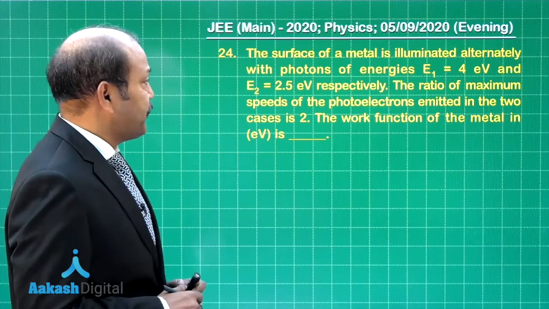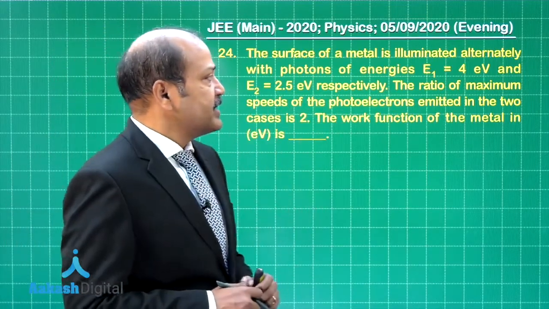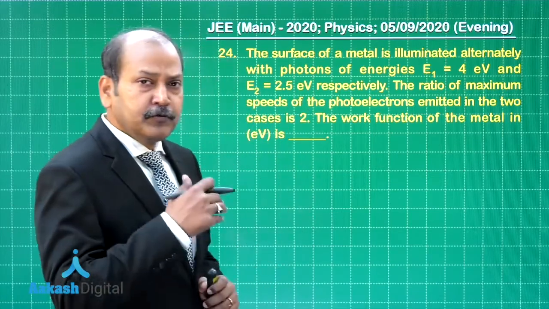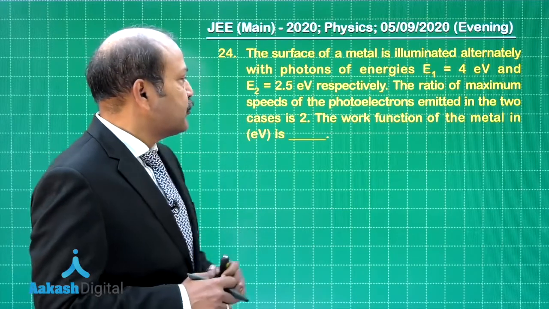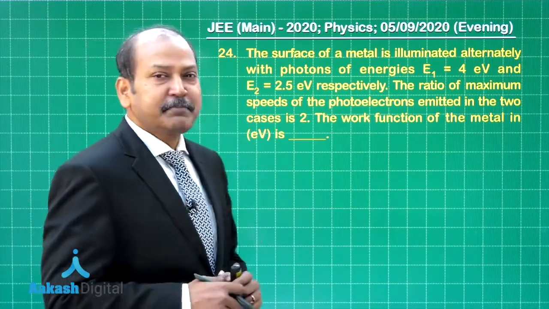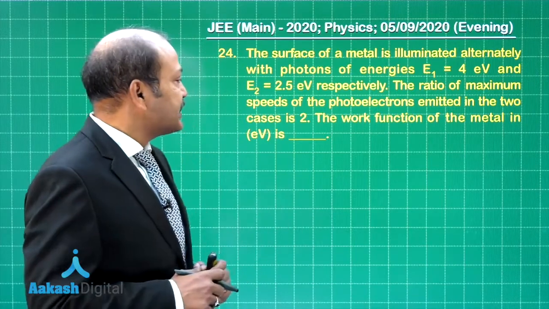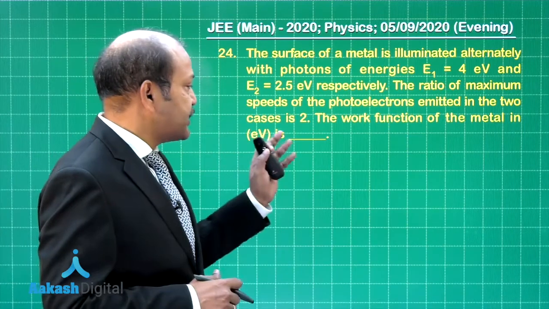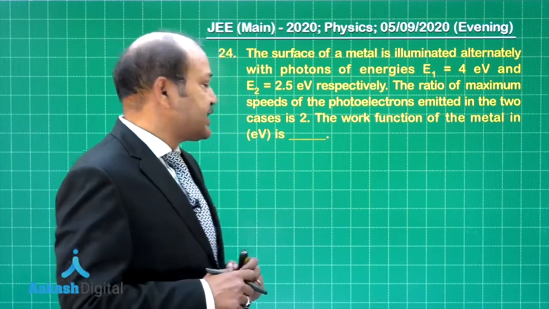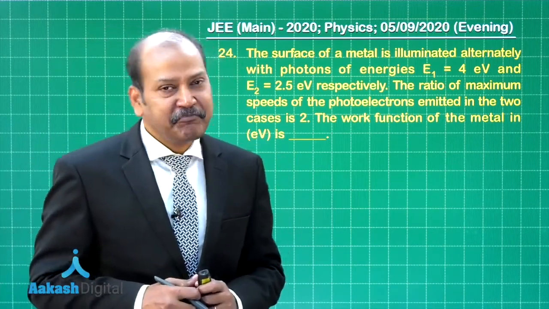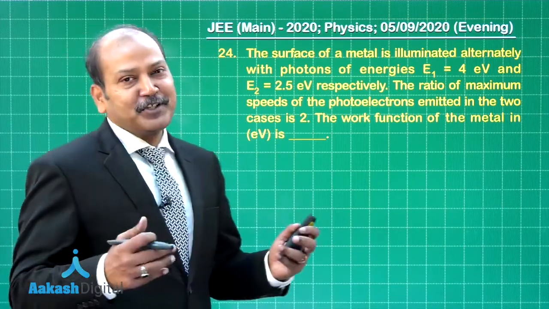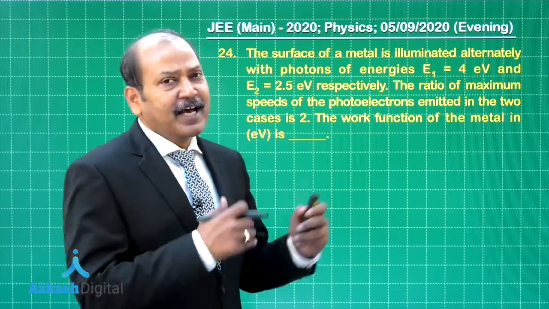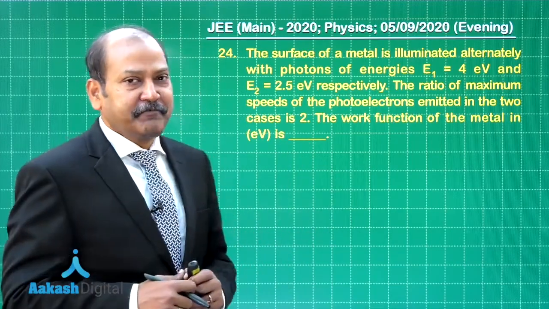According to question 24, the surface of a metal is illuminated alternately with photons of energies E1 equal to 4 electron volt and E2 equal to 2.5 electron volt respectively. The ratio of maximum speeds of the photoelectrons emitted in the two cases is 2. The work function of the metal in electron volt is. The question is from the topic photoelectric effect, and we will make use of Einstein's equation of photoelectric effect.